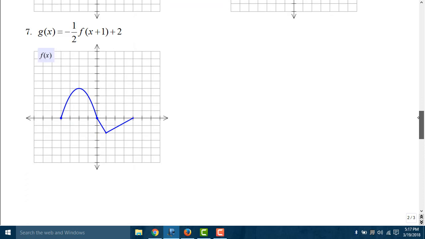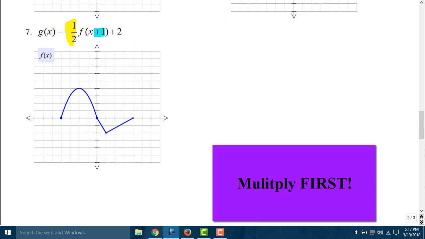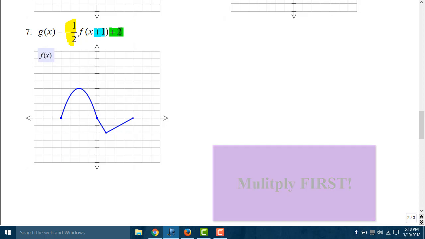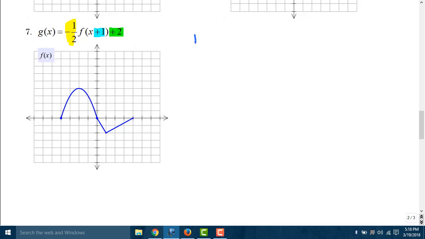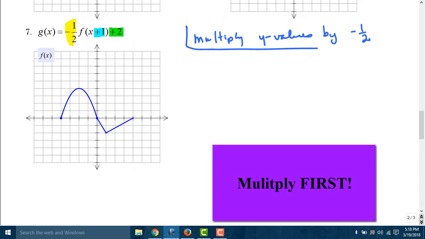Now, on number 7, we're going to do some new things. Well, we're going to put it all together. So look at this. We're multiplying by negative 1/2. We've got an addition of 1 there and an addition of 2 there. What does all that mean to do? Well, first of all, I have to multiply the y values by negative 1/2. I've got to do that first, multiplication first. So I'm going to do that graph.